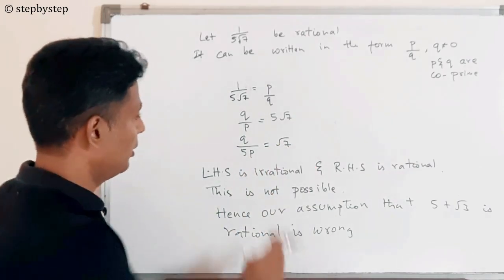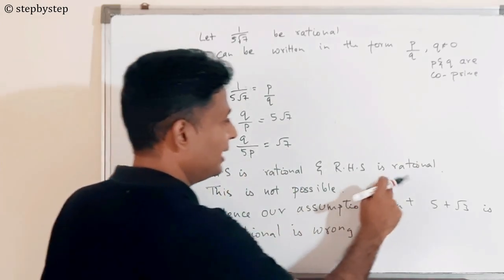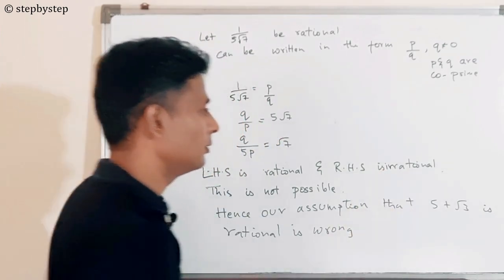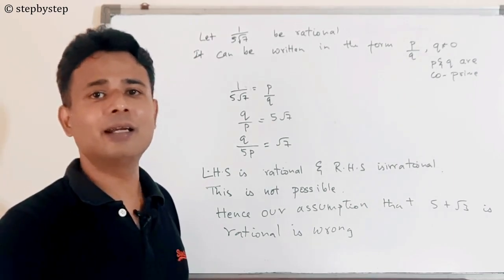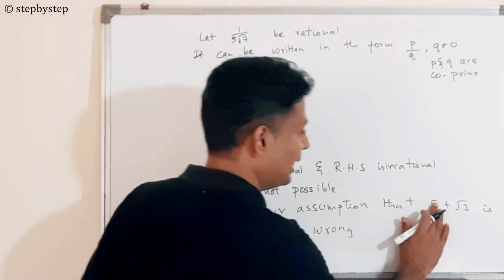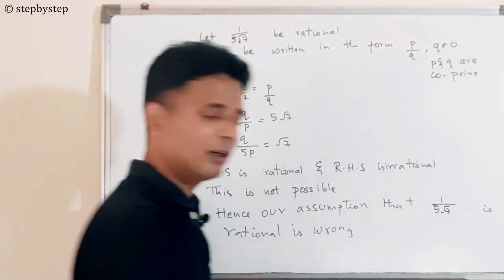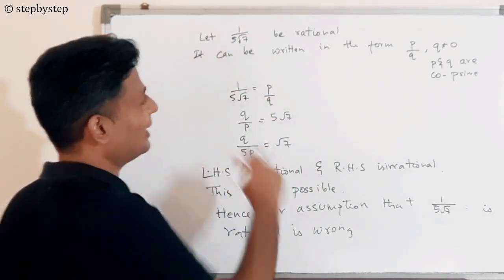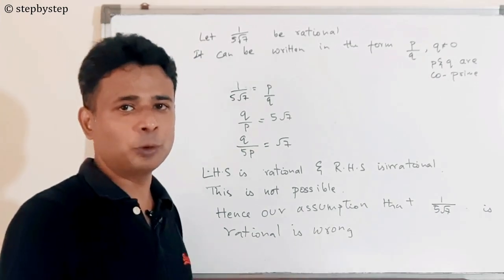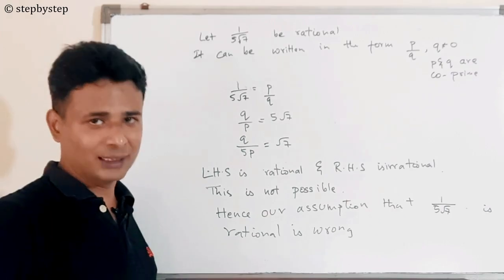Now what do we have? Left hand side is rational and right hand side is irrational. This is not possible. One side cannot be rational, one side cannot be irrational. This is because our assumption that 1 by 5 root 7 is rational is wrong. Hence it is irrational. So if you get anything like this, all you have to do is transpose all the rational part on the other side, keep the irrational part on one side.